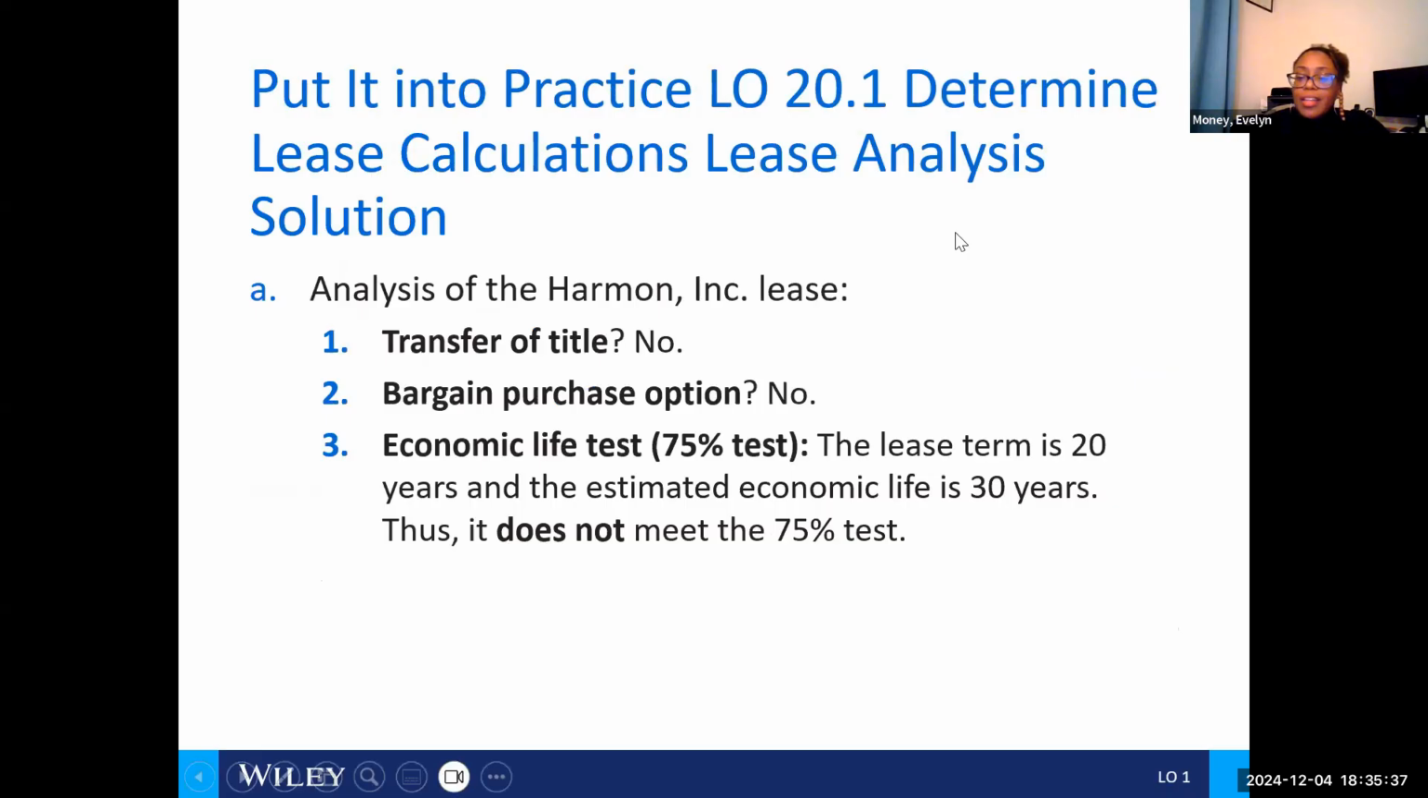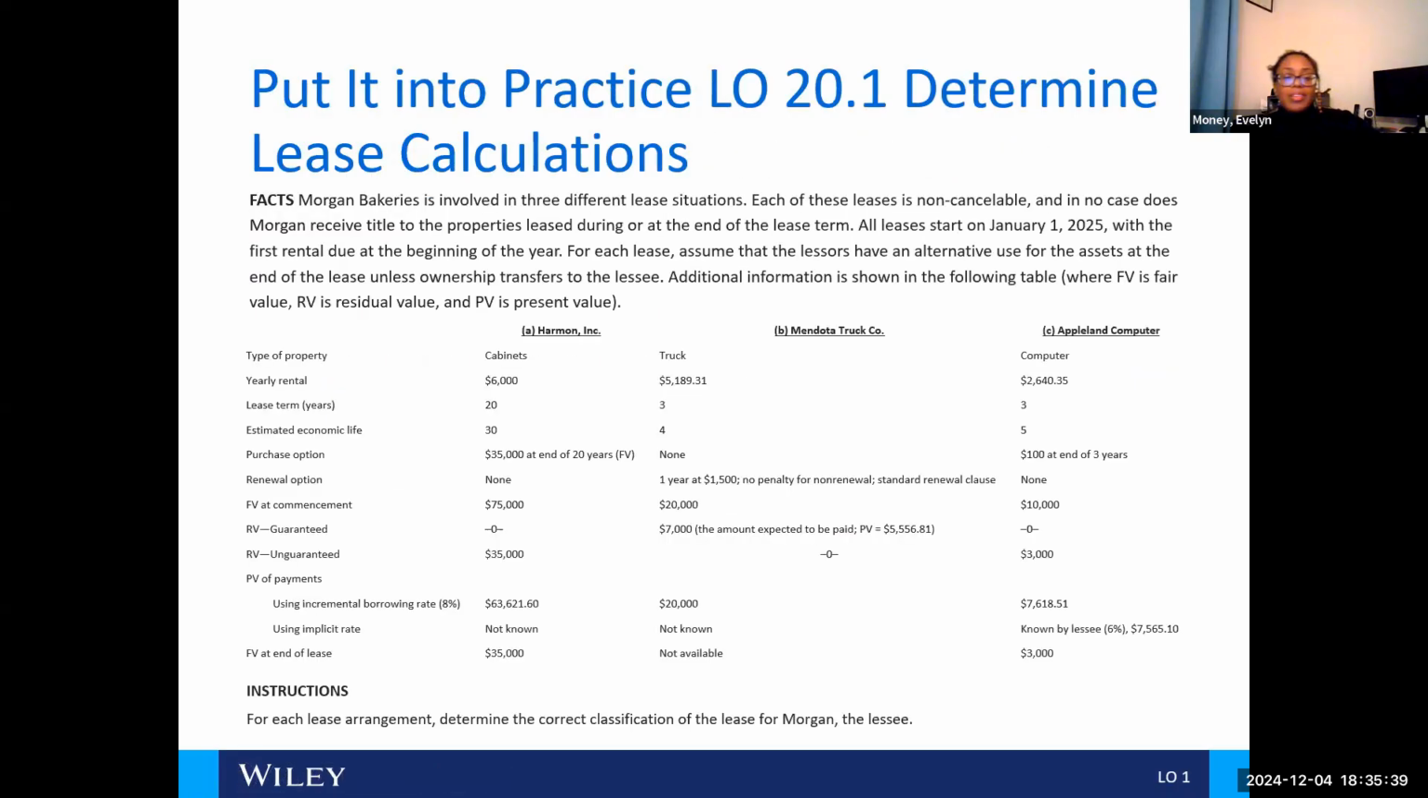I need to go back. There we go. All right, let's take a look at this example. There are actually 3 different examples, tons of information, and we are going to go through each one of these companies to determine whether or not the criteria has been met using all of our different tests.